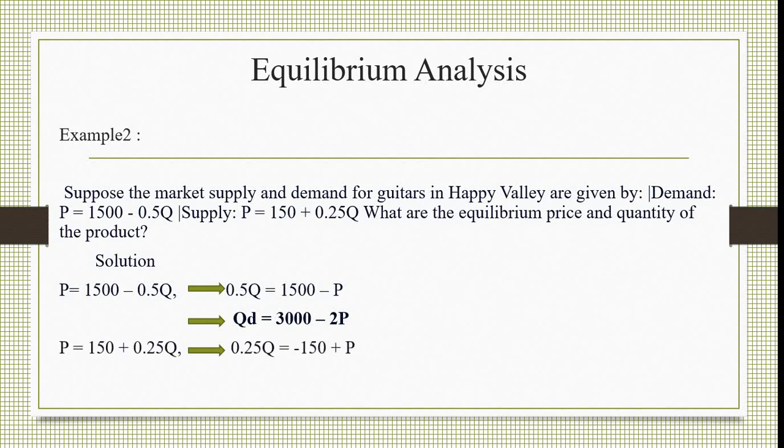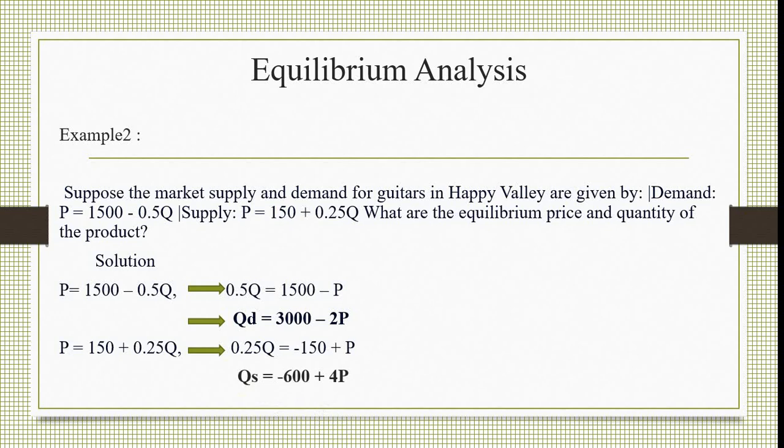How about the supply equation? For the supply equation, we are making Q the subject as we did for the demand. So you send the 150 to the left hand side. You have 0.25Q equal to negative 150 plus P. In this case, you multiply by 4. We're going to get QS to be negative 600 plus 4P as the supply equation. So these are the two equations.